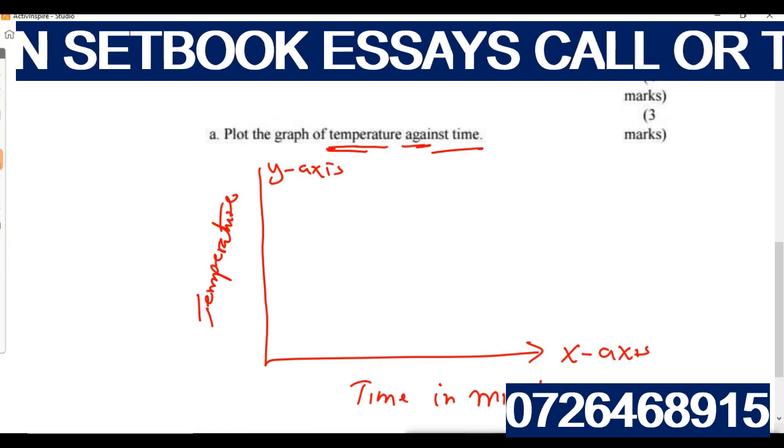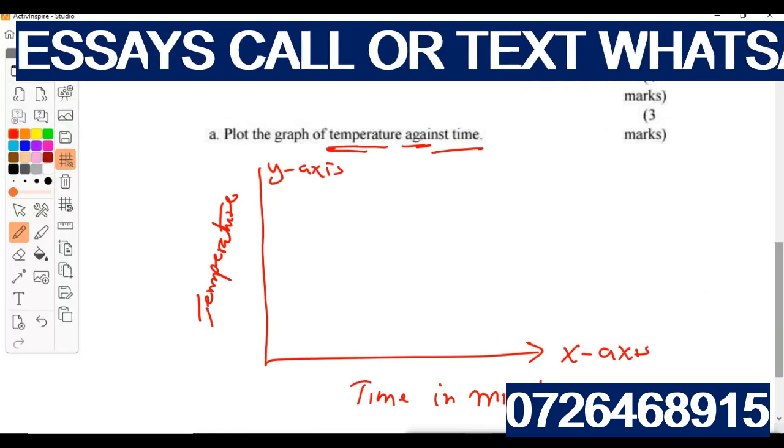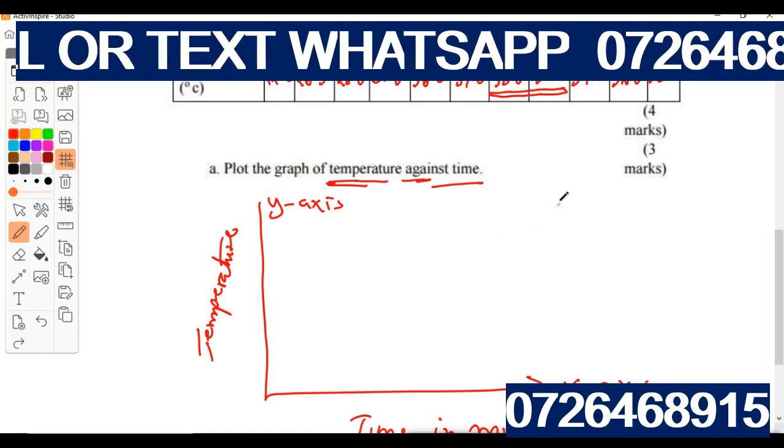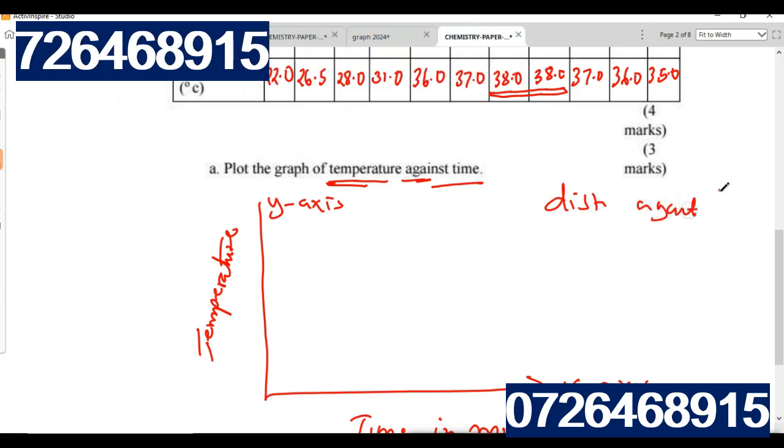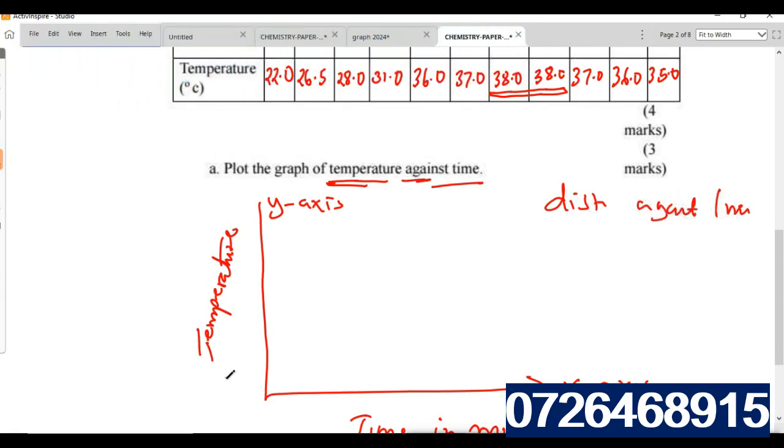So that is what you should understand well. For example, if you are given distance against time, it means distance is going to be on the y-axis and time on the x-axis. Please remember that. So who's confused? I don't want you to be confused by that.